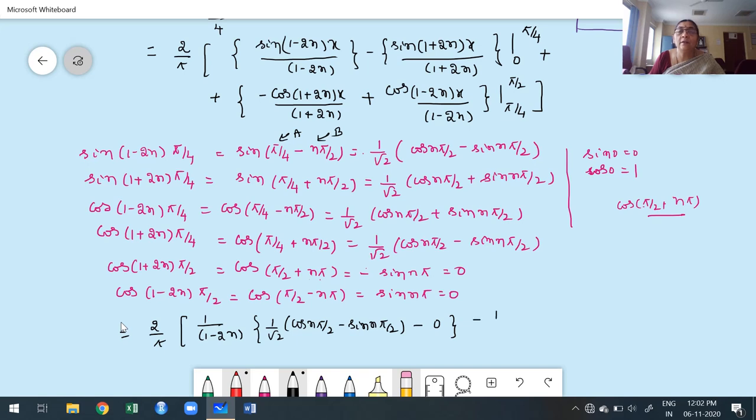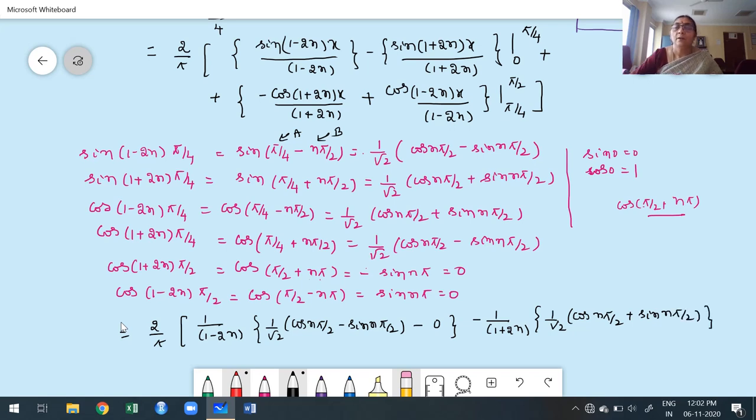Okay, and then I move to the next term. While writing the next term, minus 1 by (1 plus 2n) is a constant. Keep it outside. Apply pi by 4. Sine of (1 plus 2n) into pi by 4 is nothing but 1 by root 2 into cos of n pi by 2 plus sin of n pi by 2.